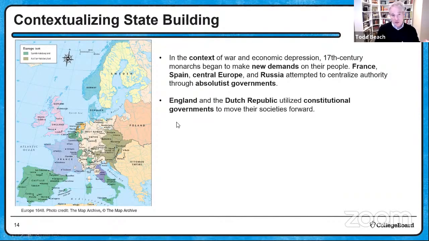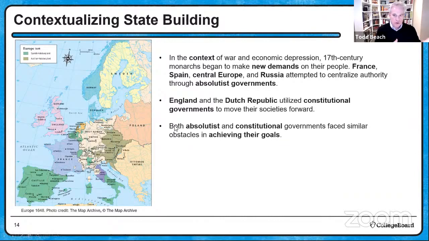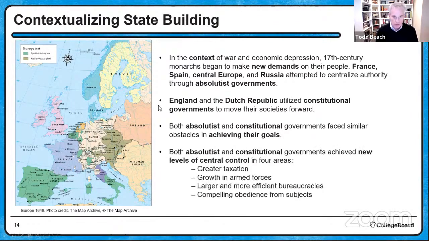Whereas England and the Dutch Republic utilize more constitutional governments to move their societies forward. So when Katie talks about constitutionalism, you're going to see it's a little bit different. Both absolutist and constitutional governments face similar obstacles: how do we centralize authority to achieve their goals? But they achieve new levels of control in 4 areas: greater taxation, growth in armed forces, larger and more efficient bureaucracies to collect those taxes, and the ability to compel obedience from subjects.